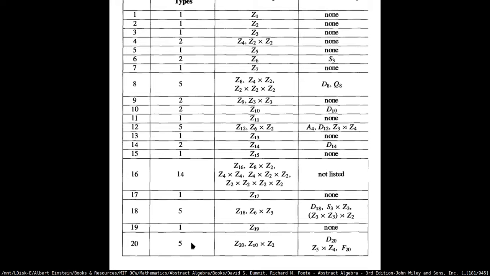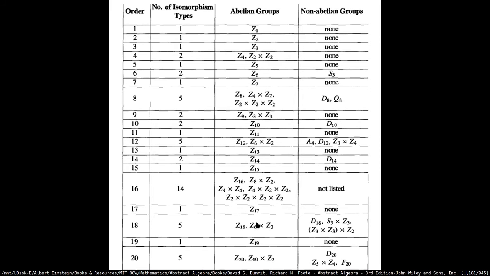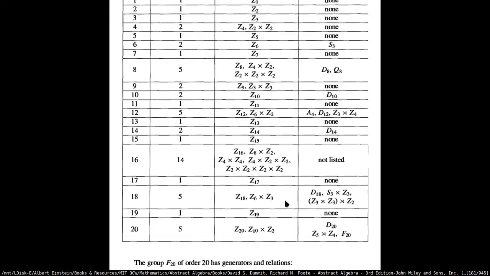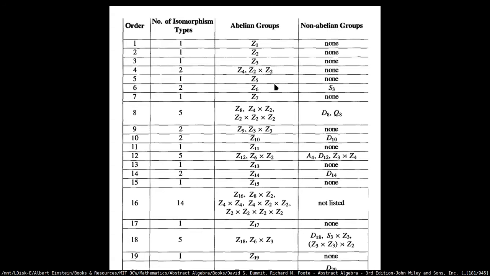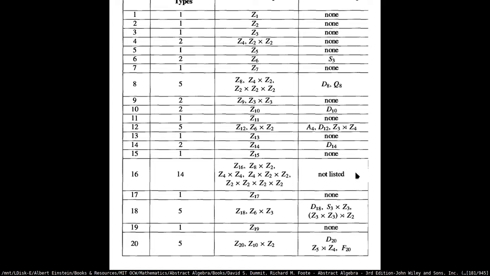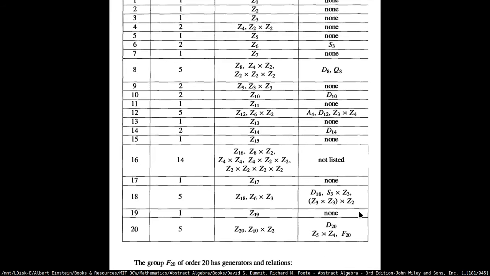Oh, wait. So the only stuff for 18 is Z18, Z6 cross Z3 when we have abelian, right? So that's our case 1. Non-abelian groups are S3 cross Z3, D18. Oh, that table. I was looking at the book, it wasn't looking up.